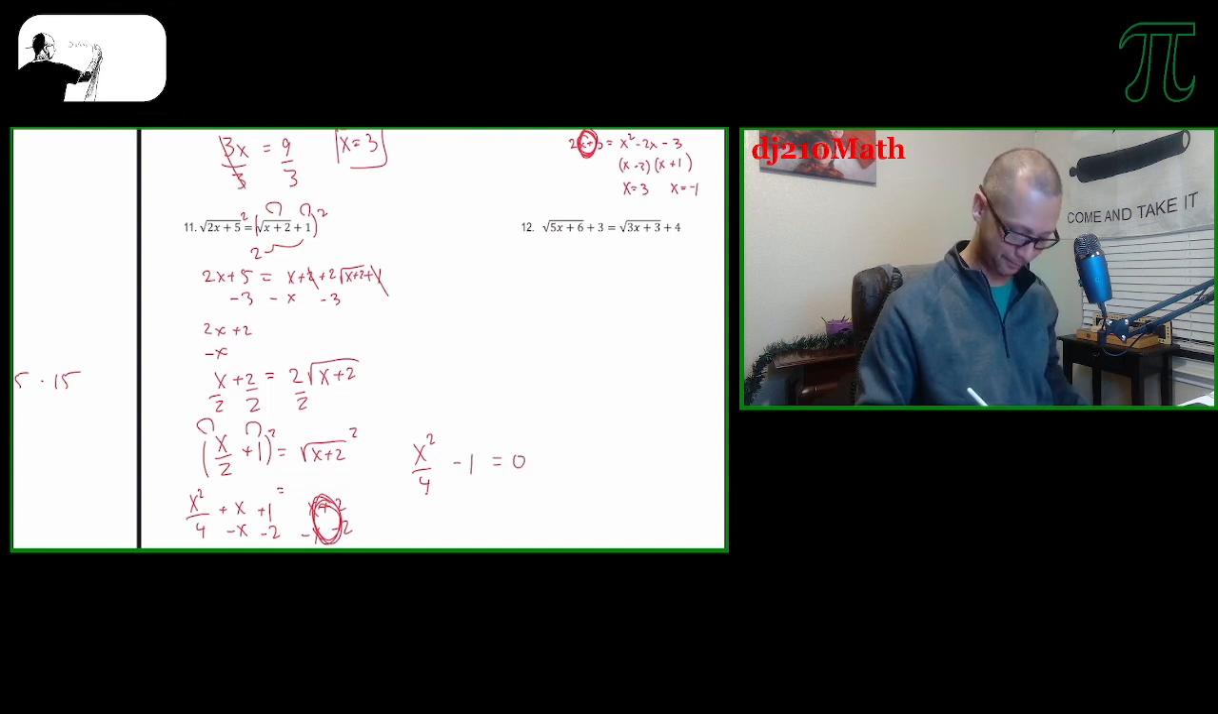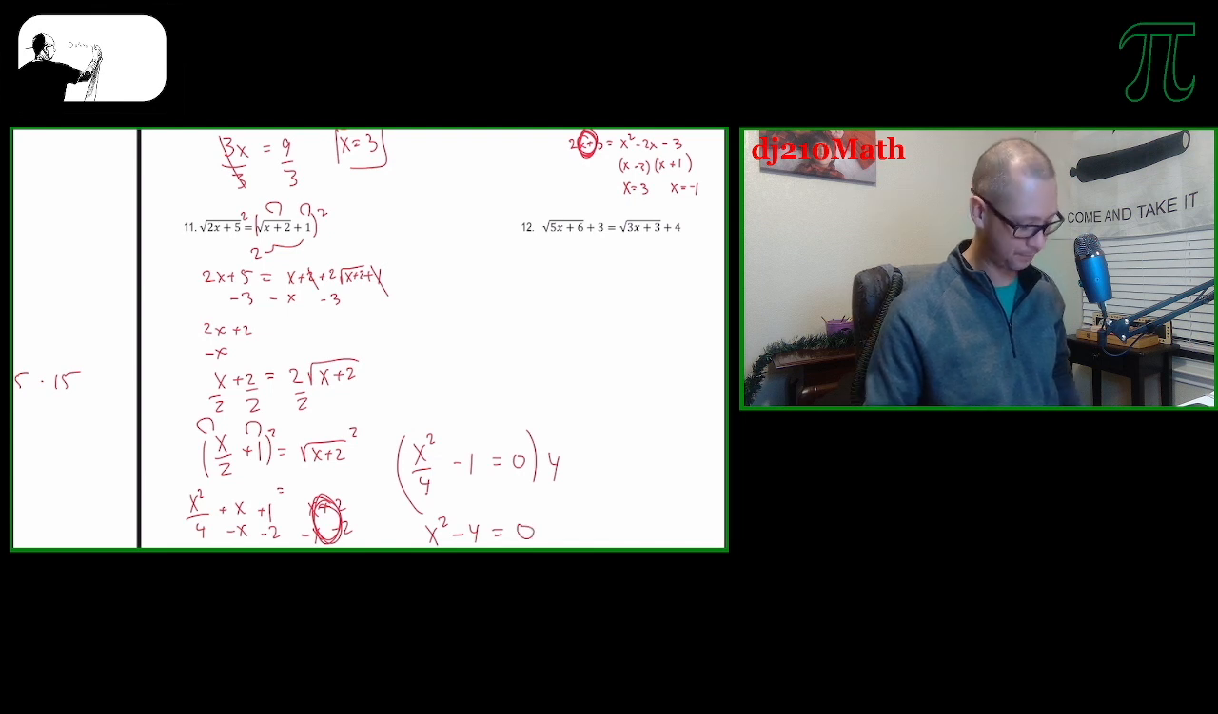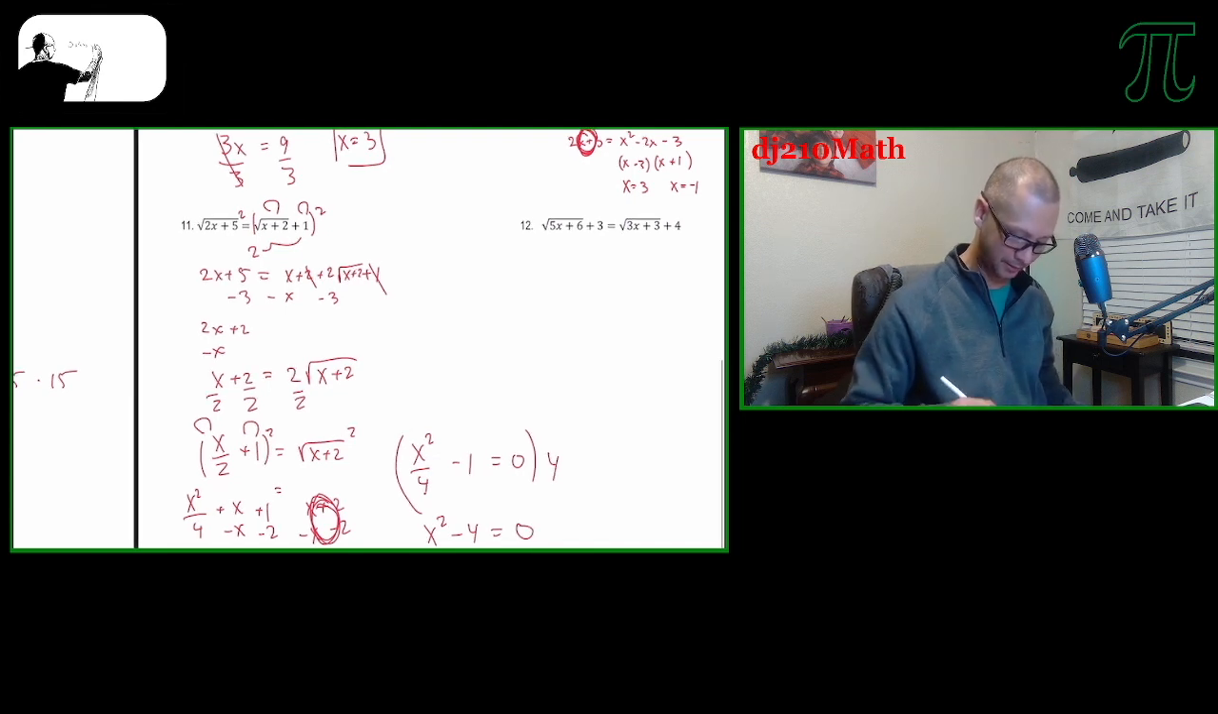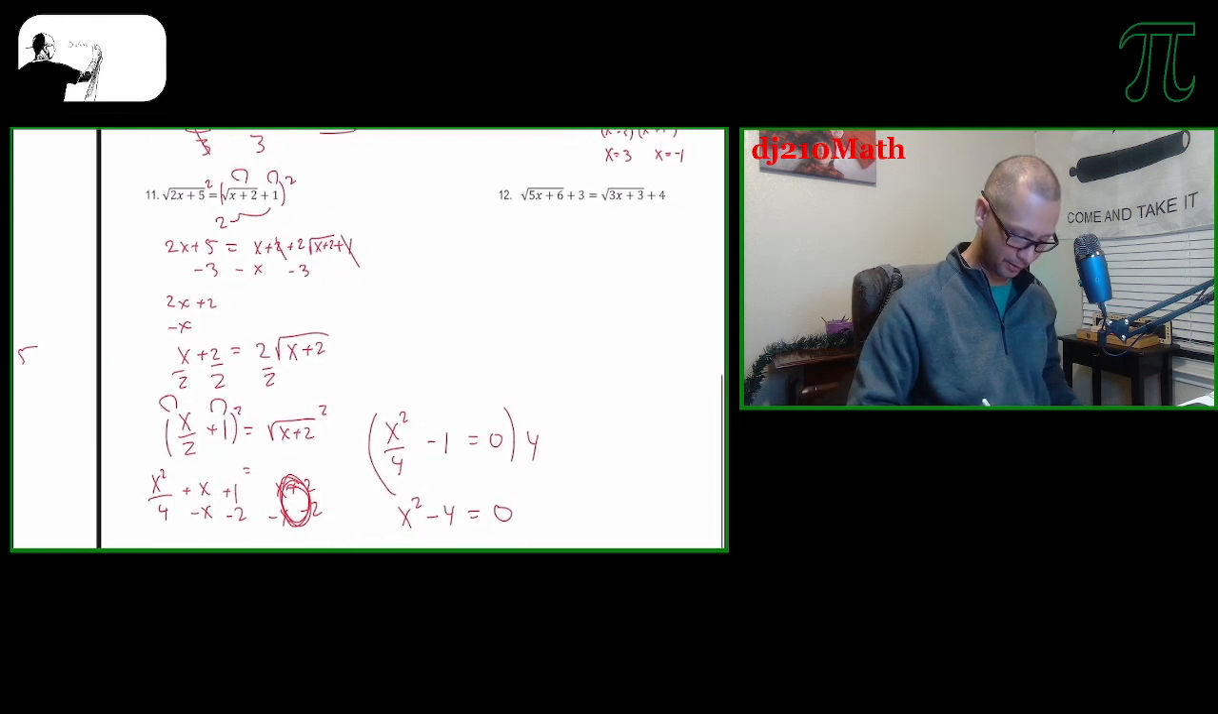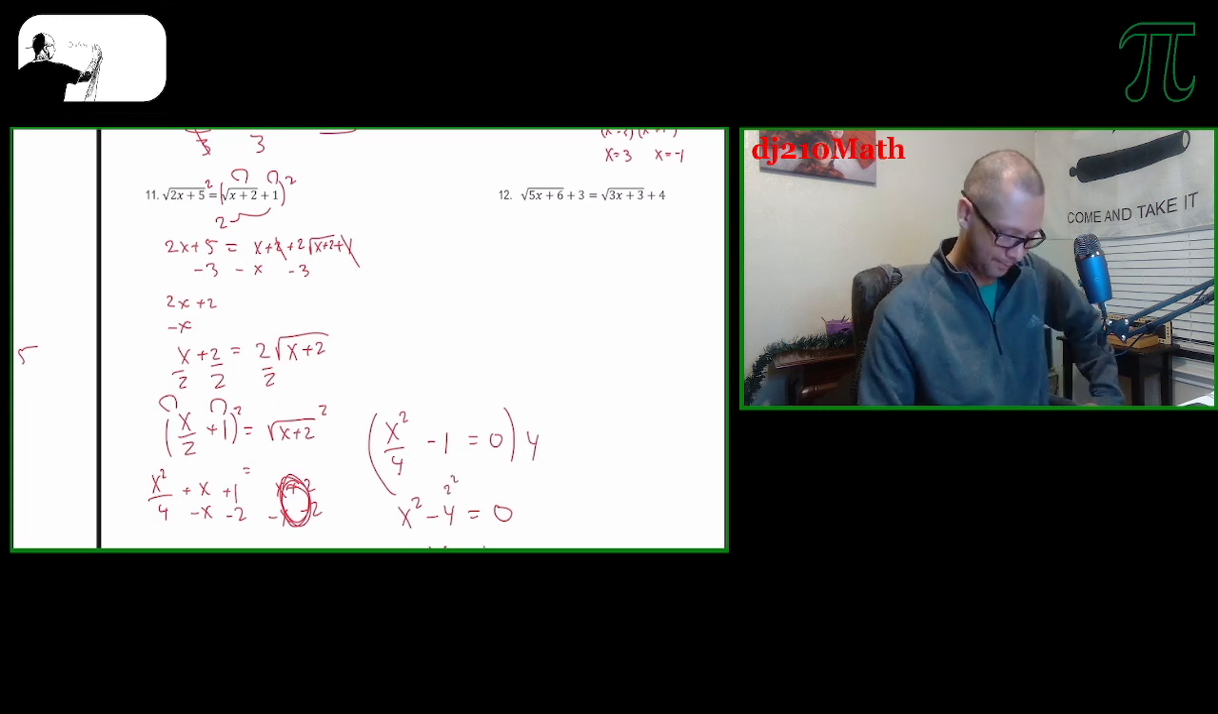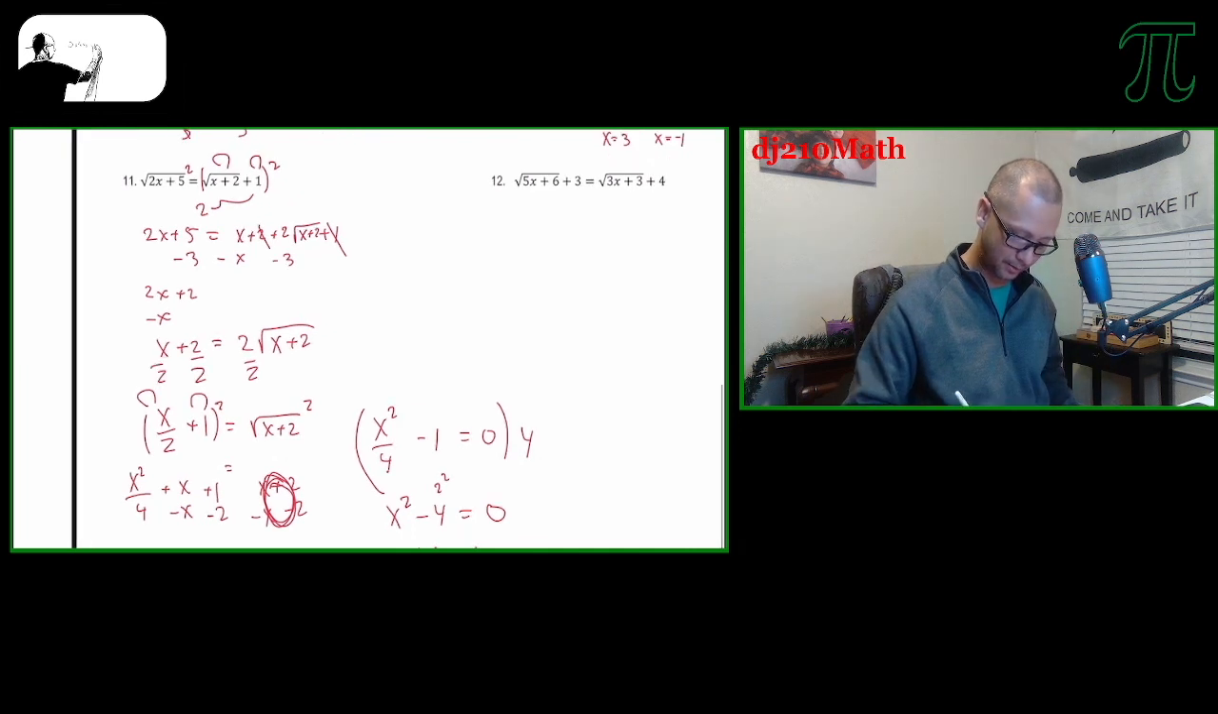Let's clear the fraction now. Multiply everything by 4. So x squared minus 4 is equal to 0. Oh, this is nice. The difference of squares. This is going to be x plus 2, x minus 2. The difference of squares, right? 4 is really 2 squared. I'll take it. So this means x is equal to 2, x is equal to negative 2. I know it's opposite, but you get the picture. And then we'll test one of those and see. Or you'll test one of those and see.